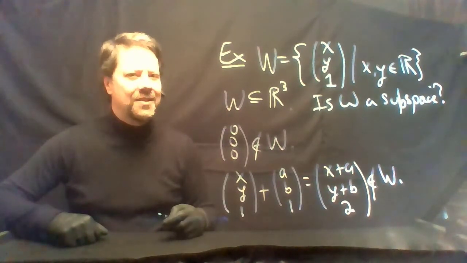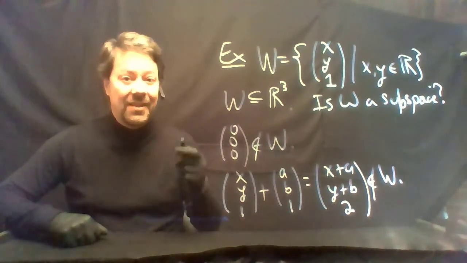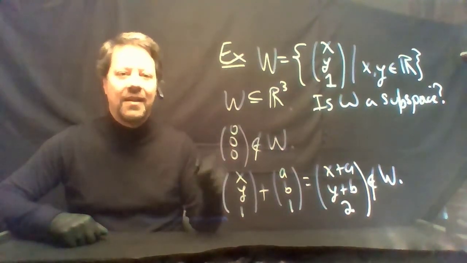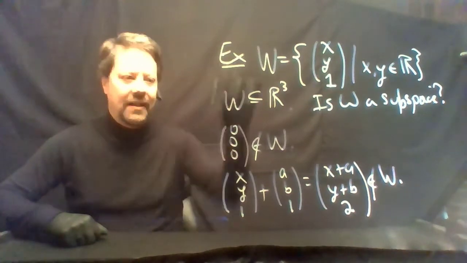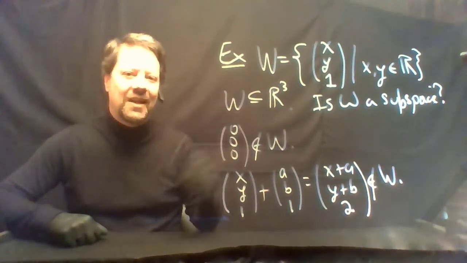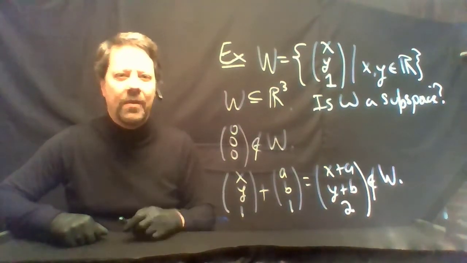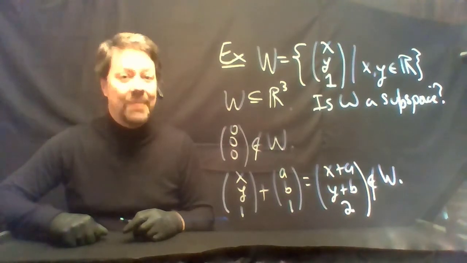Those closure laws seem to be pretty important when considering subspaces. Do you see why I put emphasis on including those in a list of 10 properties for vector spaces when we introduced the whole concept of vector space? Those two properties seem to be very important when it comes to considerations about subspaces.